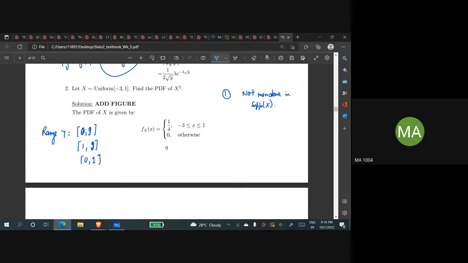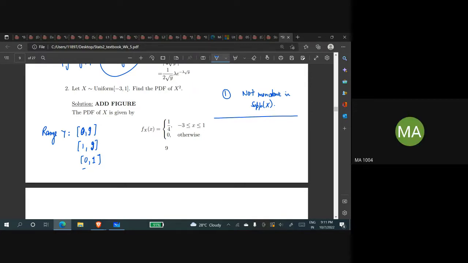Let's see what should be the range of y. If I define the function for y and say y is in this range, suppose 0 to 9, and now x takes the value 2, then y is 4. But for x equal to 2, the PDF of x is 0, right?